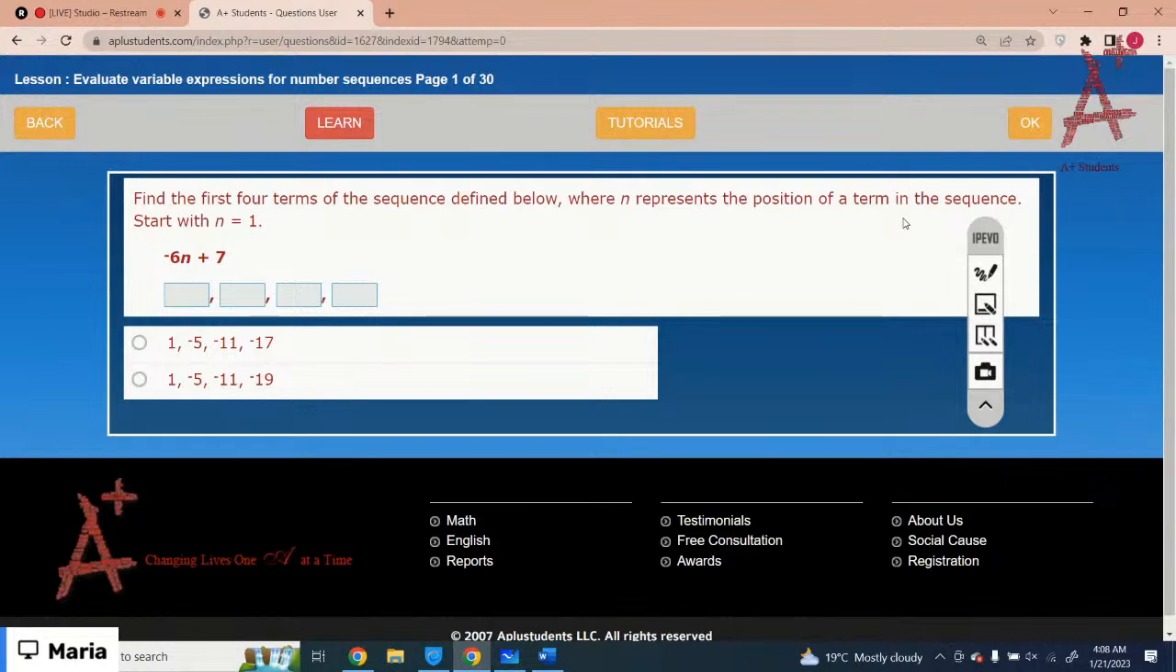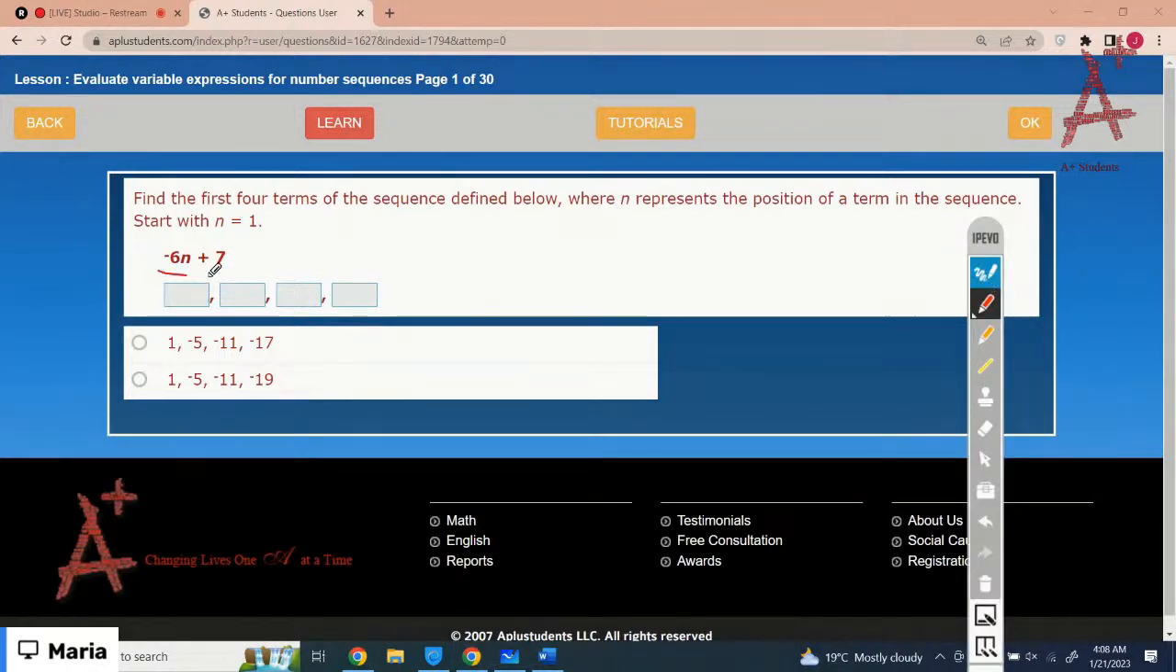Okay, the first one is find the first four terms in the sequence defined below, where n equals 1 represents the position of the term in the sequence. Start with n equals 1. So you have to start with n equals 1. And here is the expression that is negative 6n plus 7. So let's start with n equals 1.